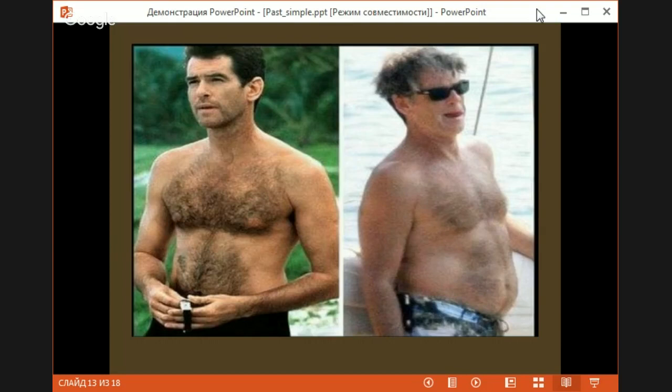We can also say that his hair used to be dark. He used to be quite handsome. I believe he used to eat more healthily, and he used to have more girlfriends, I believe. Yeah, now he doesn't. You guys as well, you can analyze any picture, and I hope if you analyze your own pictures before and now, you will be able to see some positive progress, not the progress of Pierce Brosnan.